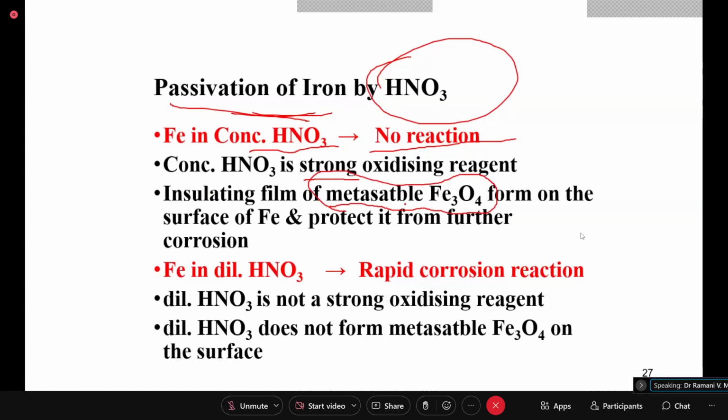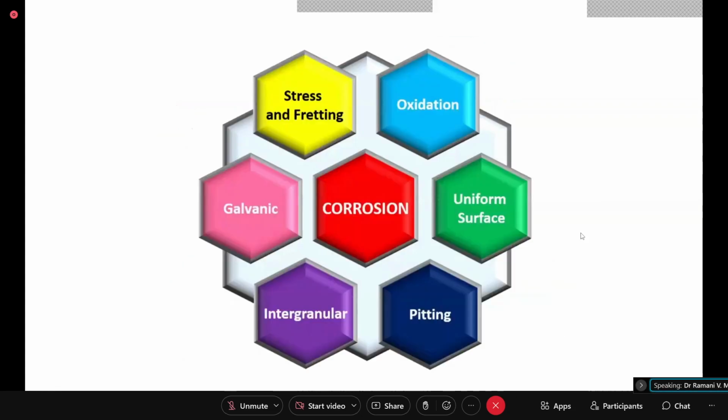So a Fe3O4 metastable film is formed when a strong acid like HNO3 comes in contact with iron, and this metastable film is very much protective in nature and thus protects the iron. Whereas if the same nitric acid is a dilute one, then we don't get formation of metastable Fe3O4. This dilute nitric acid is not a strong oxidizing agent, so it does not form the metastable film on the surface, and therefore corrosion continues further.